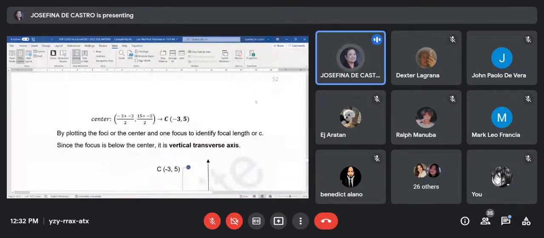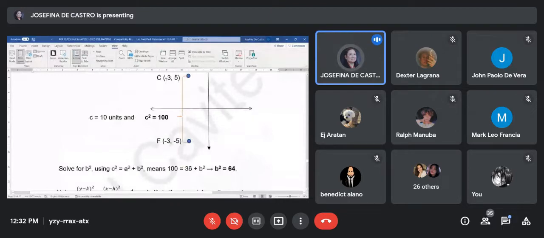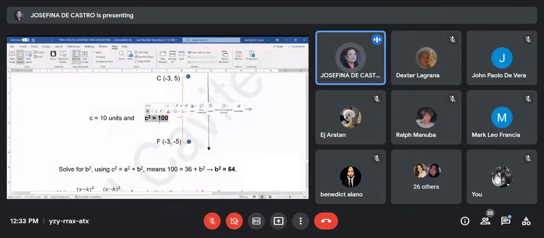Okay, wala tayong center. Using the midpoint formula, kuha natin ang center. And then, since ang changes mo ay nasa Y, so vertical transverse axis ka. From negative 3, 5 to 1 focus, negative 3, negative 5. That is 10 units, that is equivalent to C. C is equal to 10, therefore C squared is equal to 100.